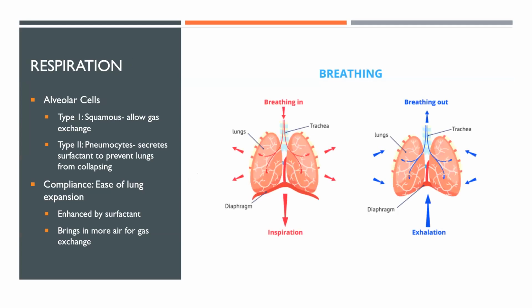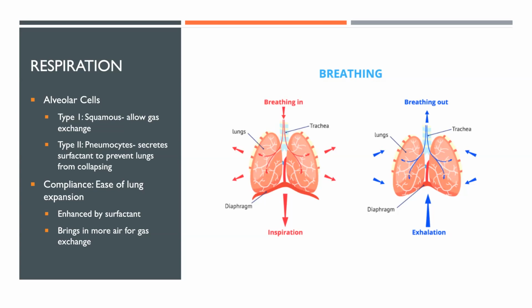When we talk about respiration, or the process of breathing, we can break down a couple of different things. First off, the alveolar cells, which are the little grape-like structures at the end of the bronchioles, have 2 different types of cells. Type 1 cells are squamous cells, and these are the cells that line up with the capillaries and allow gas exchange. The second type is type 2, and this is a pneumocyte, and this secretes surfactant to prevent the lungs from collapsing. Another structure that we see in the aid of breathing is our diaphragm.